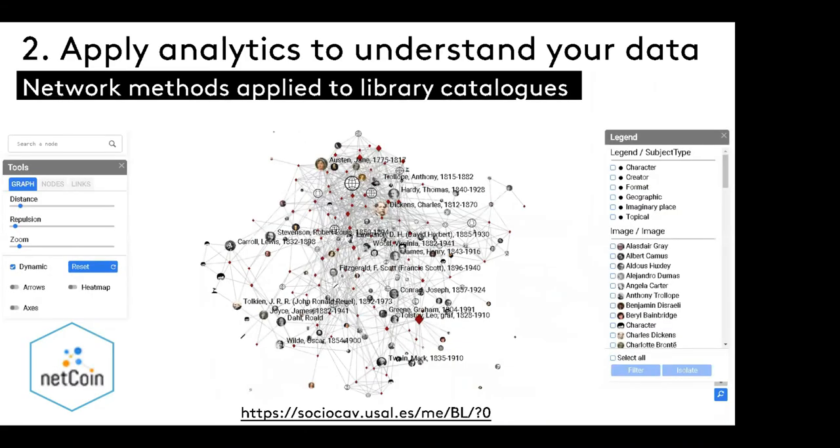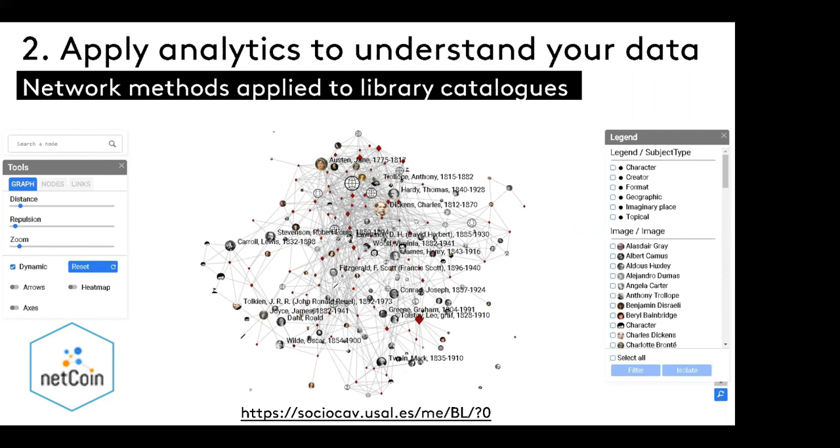Okay, so how can we apply analytics to understand our data? One of the things that I'm always trying to promote is that we treat library data as proper data, and I'm referring in particular to library catalogs. Library catalogs should be treated as data sets. And this is an example of it.